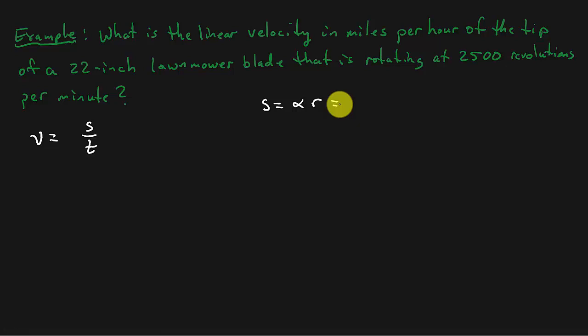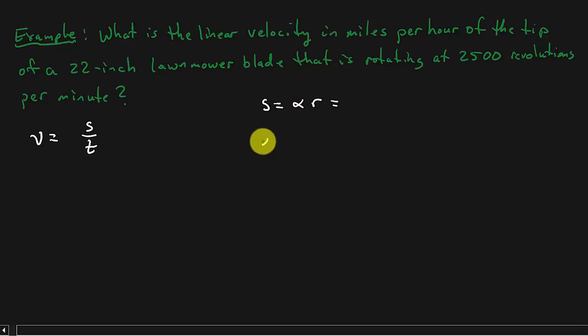So what do we know? Let's see what we've got. Let's get alpha. So alpha, that's what? 2,500 revolutions per minute. So that's going to be 2,500 times 2 pi, right? And so that's going to be 5,000 pi. That's our angle. This is radians. Now we need R. Well, R would be what? 11, that's 11 inches, right?